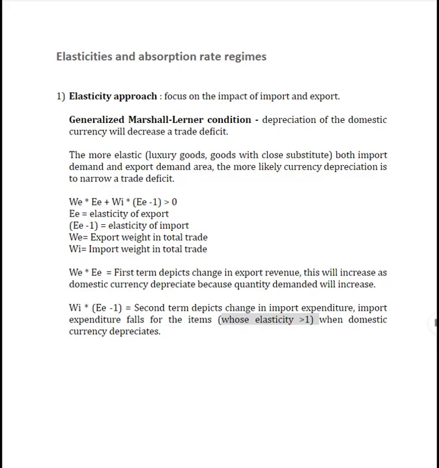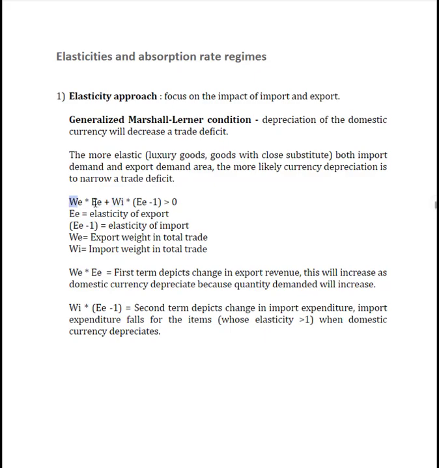And this approach is more effective when the goods which this country is importing or exporting are more elastic, meaning their demand is more elastic. So we did talk about elasticity of demand. Luxury goods and the goods with a close substitute, their demand is more elastic. It's represented by this equation where WE represents export weight, WI represents import weight, E represents the elasticity of export, 1 minus E represents elasticity of import.